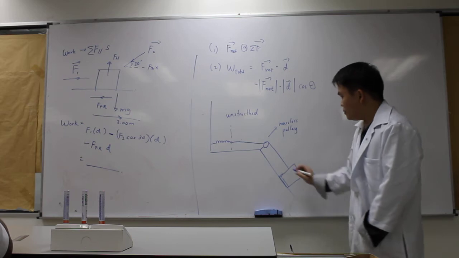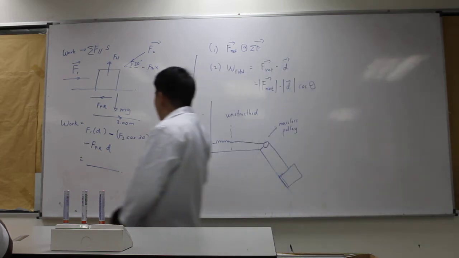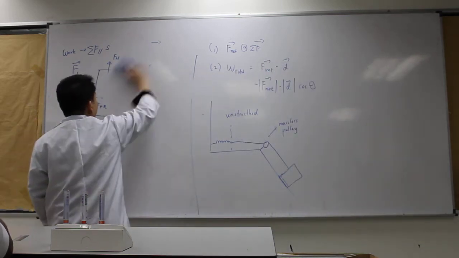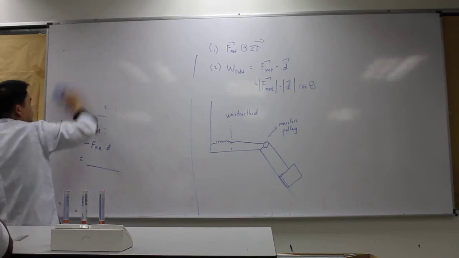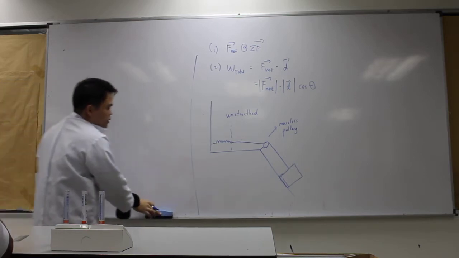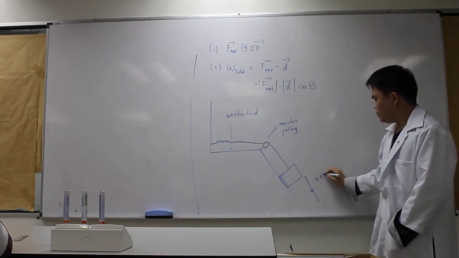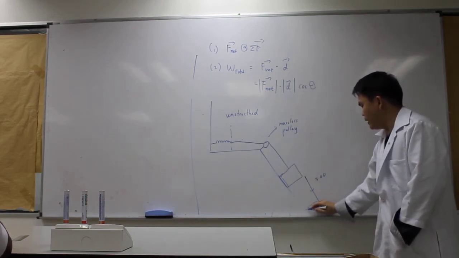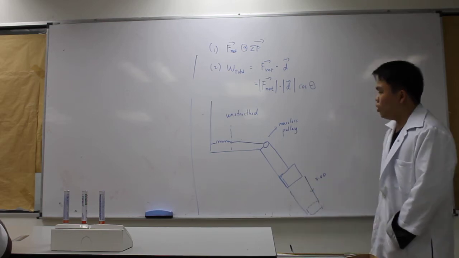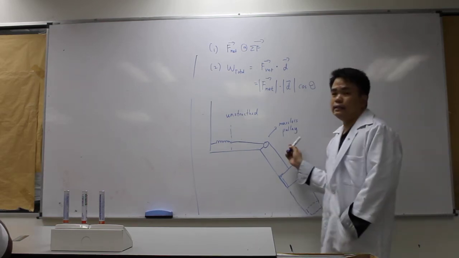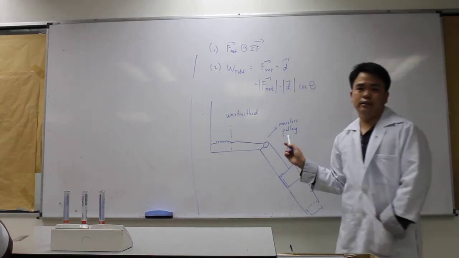So due to the gravitational force, the object is sliding down, and let's say the object slides down 3 meters. It becomes like this, and here it stops. So I ask you to analyze this question. How do you do that?